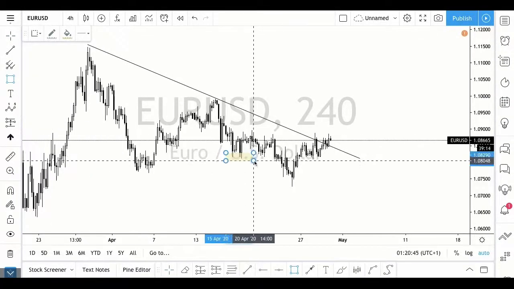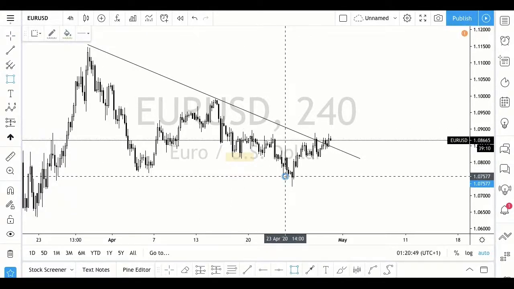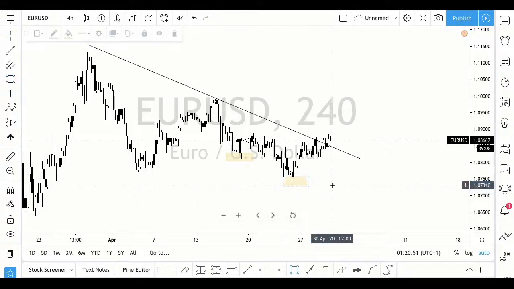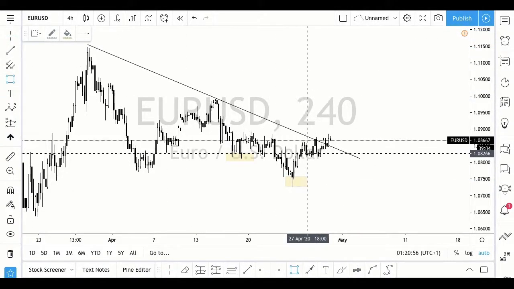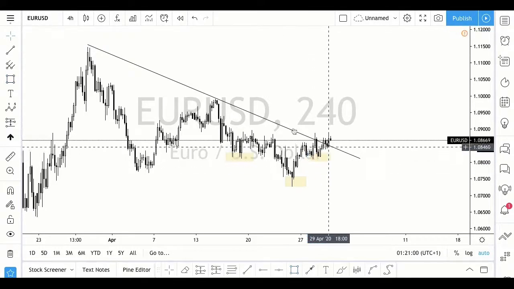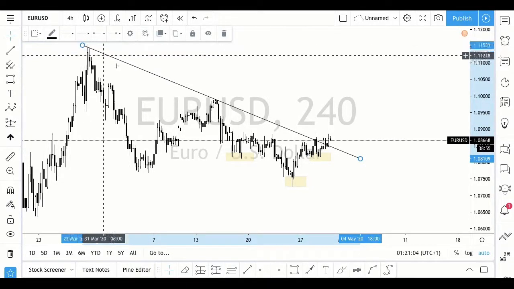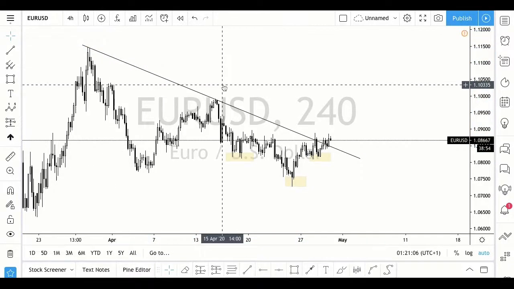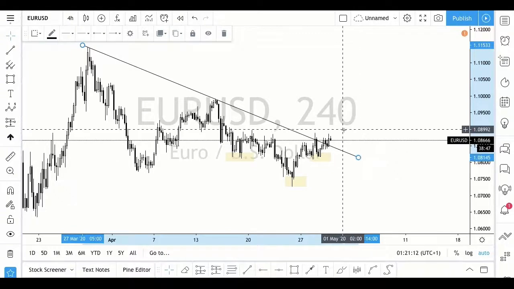So that could be the left shoulder, this the head, and this the right shoulder. And moreover, we have broken this descending trend line, which held twice before, and now price has completely ignored it and is looking to go higher.